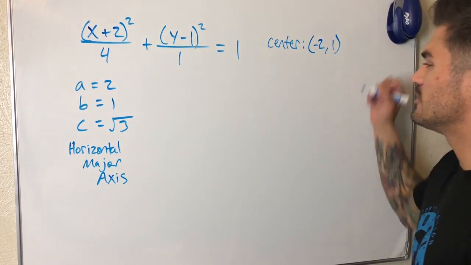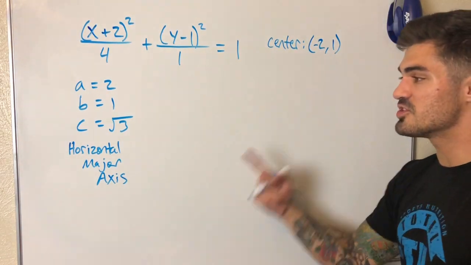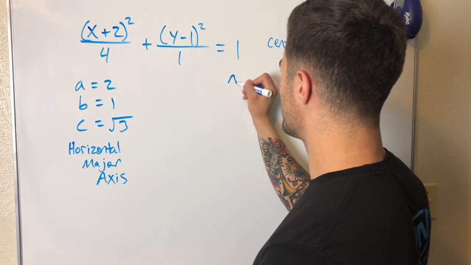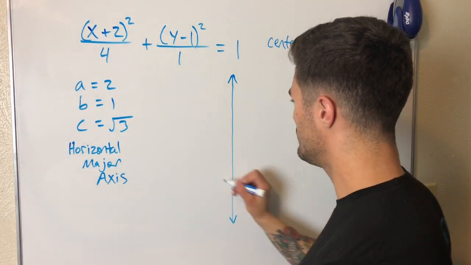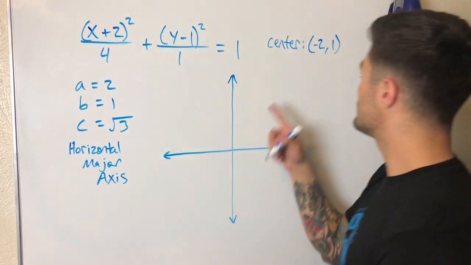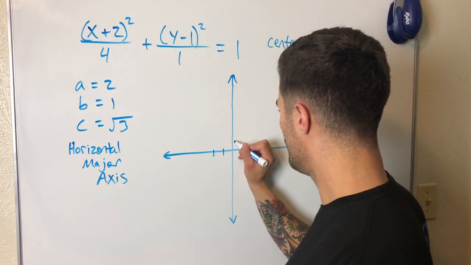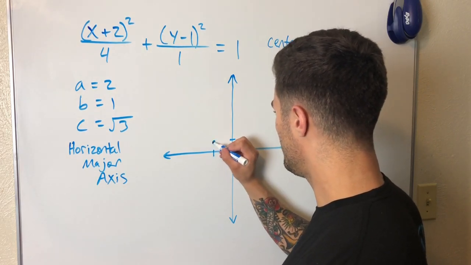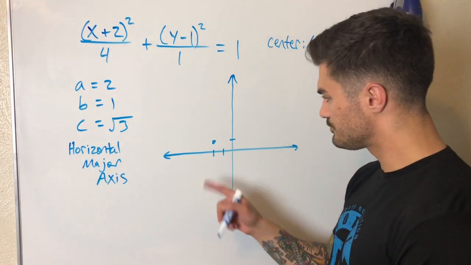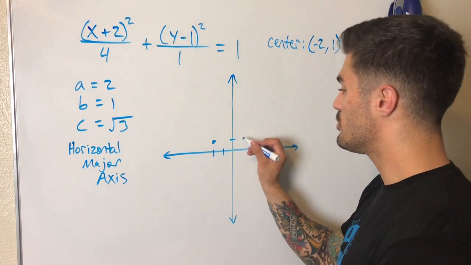That is my center. And again, remember, since I have a horizontal major axis, my center is on the major axis. So now I know where my major axis is. So I'm going to draw my y-axis here. I'm going to draw my x-axis here. And since this point is -2, 1, I go to 1, 2, 1. Here is my center, -2, 1. So that means that this line, let's see, it's y equals 1.